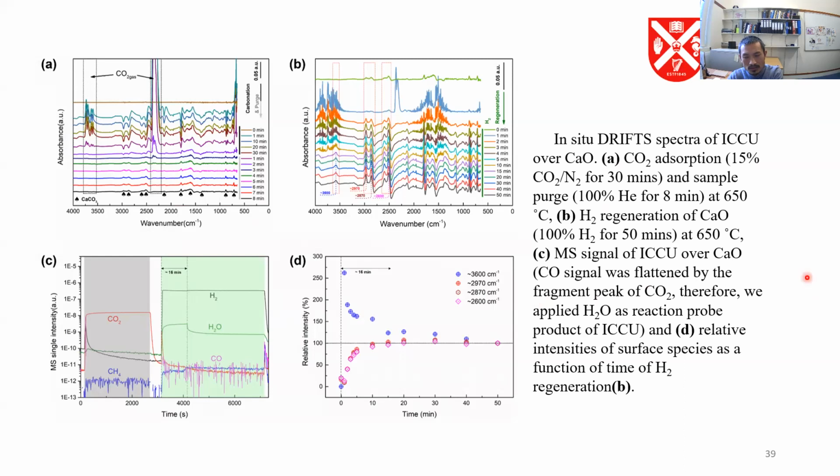We did some in situ spectra, in situ analysis, to try to understand the mechanism, but it's quite challenging. One of the reasons is that it's quite difficult to observe the surface functional groups, because as soon as we introduce hydrogen, a lot of moisture or water is produced that will interfere with the other signals. But we did find out that the water formation is very important during the CO2 hydrogenation process.